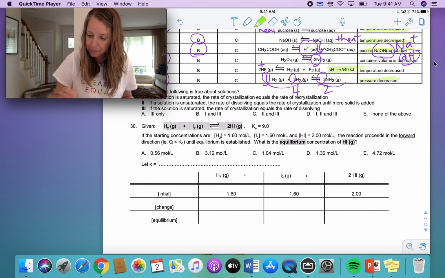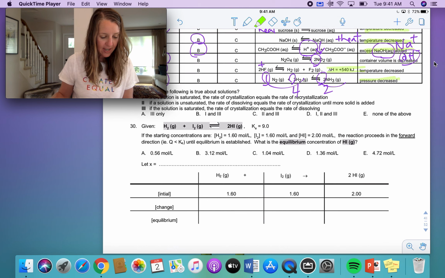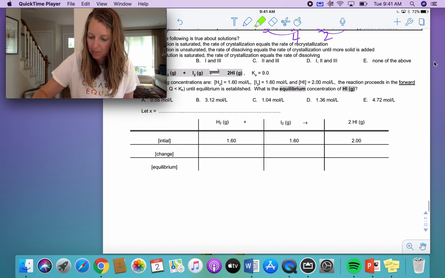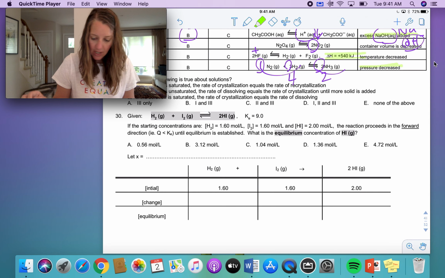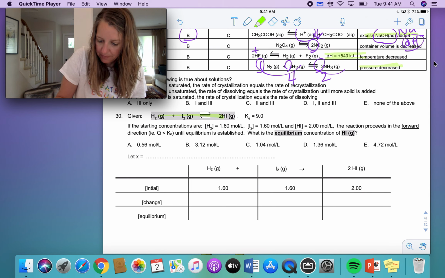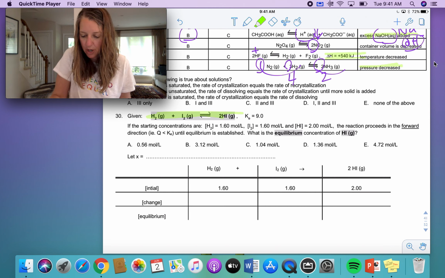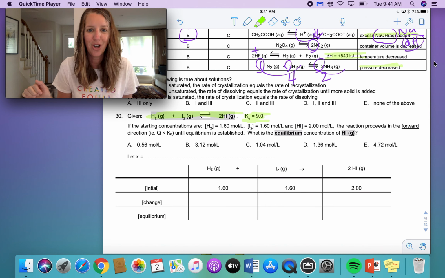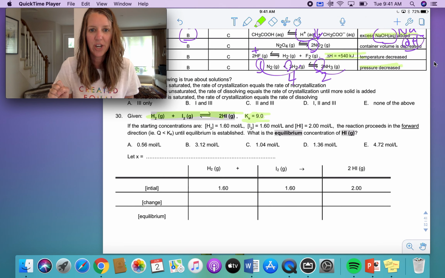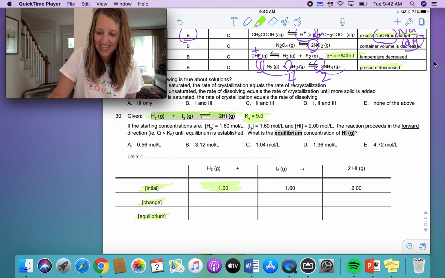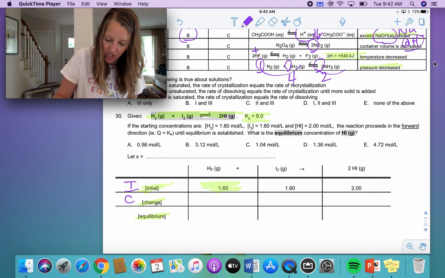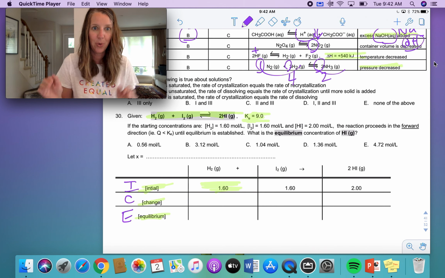Okay, so here we go. Question number 30 that is in the sample multiple choice test, and we're on page number 41. So let's see what this is and how you set it up. Okay. Given this equilibrium expression, here we go. We know what our reactants are, we know what our products are, and we're given what the equilibrium constant is. If the starting concentration of the hydrogen gas is 1.6 moles per liter, perfect. I already know the initial concentration, ICE, right? Initial, change in concentration, and equilibrium. Those are the concentrations that we're going to put into our ICE table.